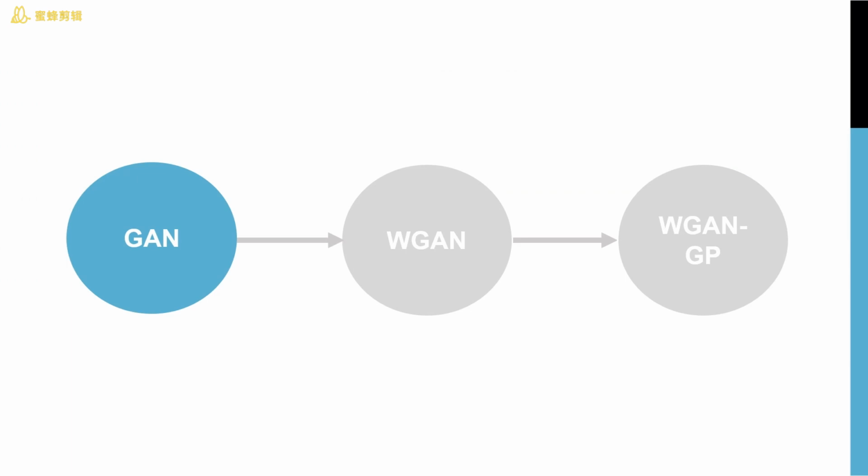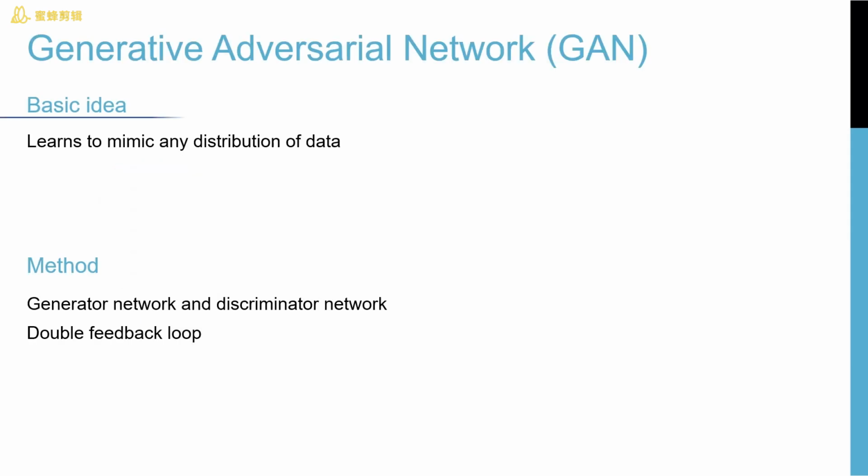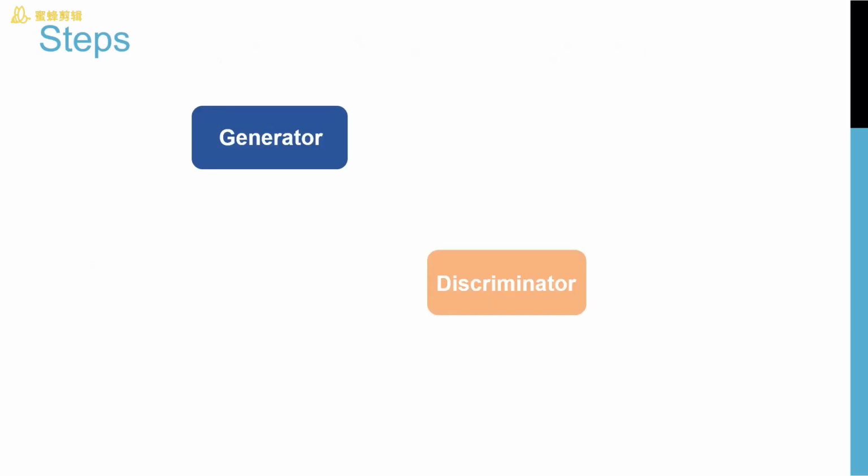To figure out the metric behind WGAN-GP, we need to introduce the original model, GAN, first. GAN stands for Generative Adversarial Network. The basic idea is that, given a training set, this model learns to mimic any distribution of data. There are two main networks in the model. One is called the generator, the other one is the discriminator. The generator generates new data instances, while the discriminator tells apart fake data from true data.